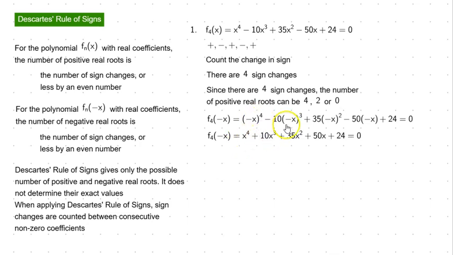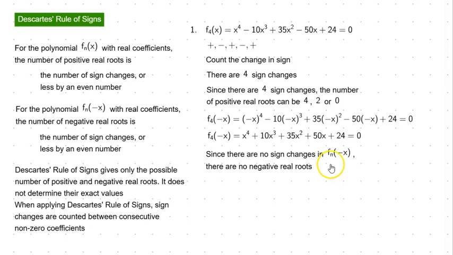Okay. So now simplifying this, we get f sub 4 of minus x is equal to x to the power of 4. Here cube will give us minus x cube. That minus times minus is plus. Similarly here minus will disappear because of the square. So all the terms become positive. So that means there are no sign changes in f sub n of minus x, which means there are no negative real roots.